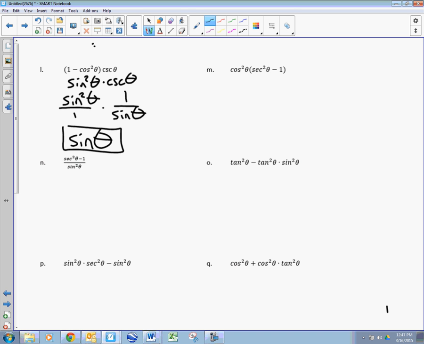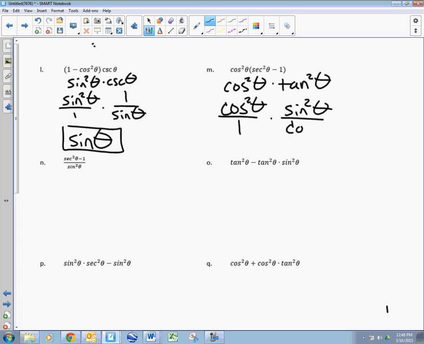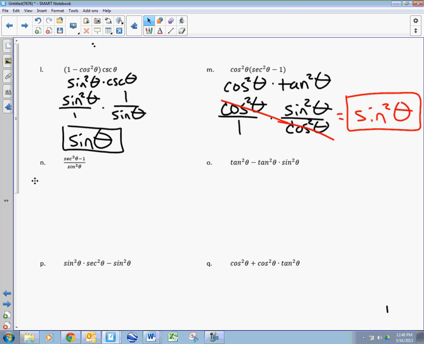Look at M. If you can substitute something in right away, then do it. Can you substitute something in for secant squared minus 1? So cosine squared of theta times tangent squared of theta. Can I rewrite tangent squared? Sine squared over cosine squared. What happens? Cosine squareds cancel. I get sine squared of theta. Isn't that nice?